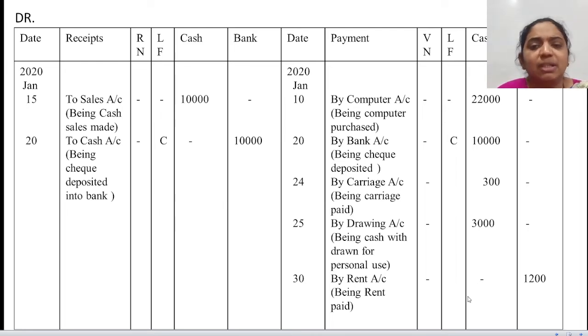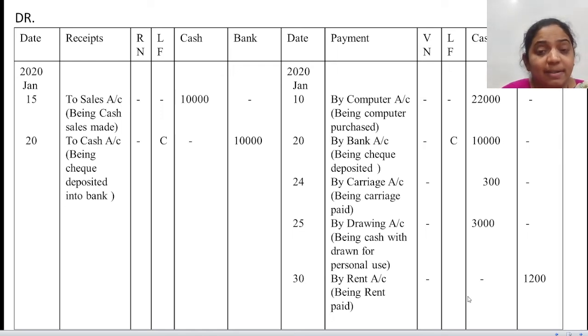So you will write on the credit side, date 24, by carriage account, being carriage paid. And in the cash column, you will write 300. Okay. Date 25, it is said, cash withdrawn for personal use.